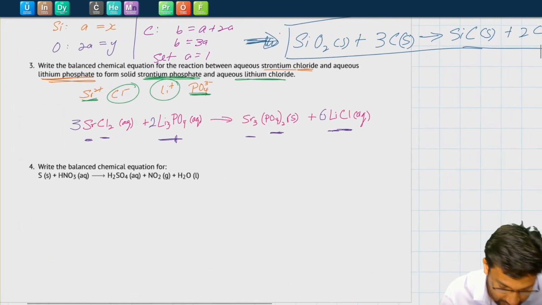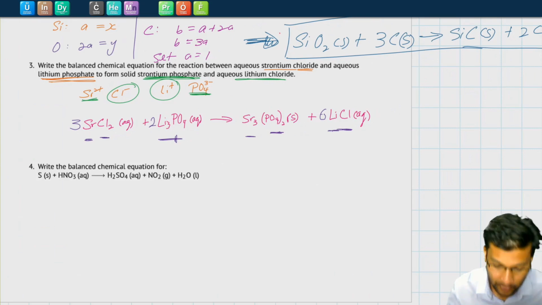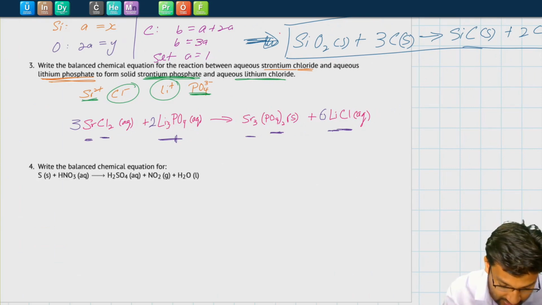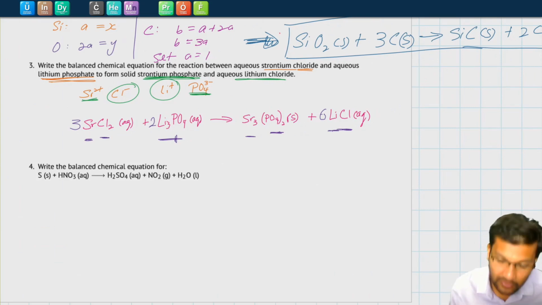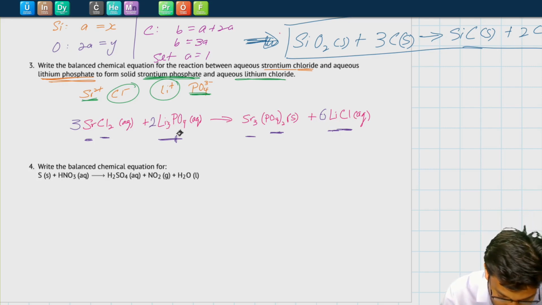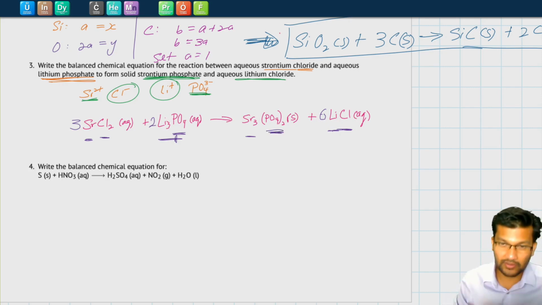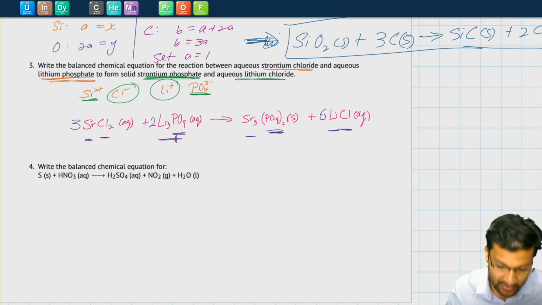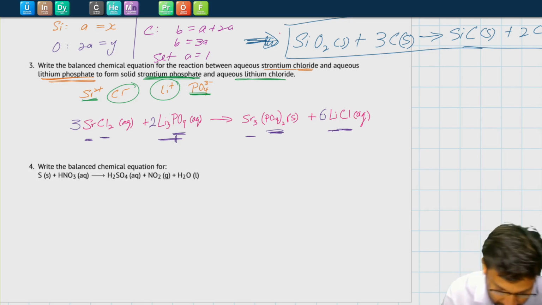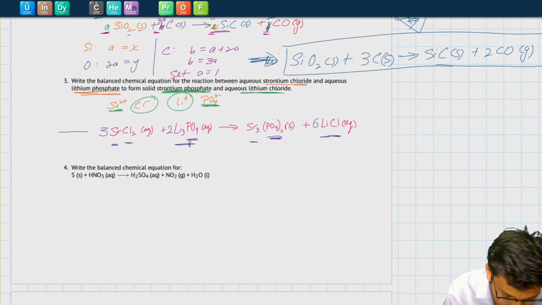Now, the special thing with balancing ionic equations, equations that involve ions, is we don't need to look at each atom separately. We can group the whole phosphate, PO4, together. So we don't need to look at the phosphorus separately from the oxygen because they keep sticking together. So now this should be balanced, but just to double check, it's always good to double check.